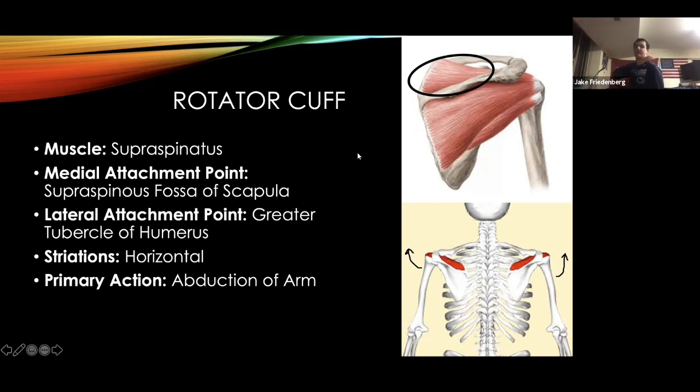The supraspinous fossa of the scapula would be around here, and the greater tubercle of the humerus would be here. So if I wanted to decrease this angle, I'd have to move my arm away from my body. So it'd be abduction of the arm, and it would decrease the angle of the muscle.